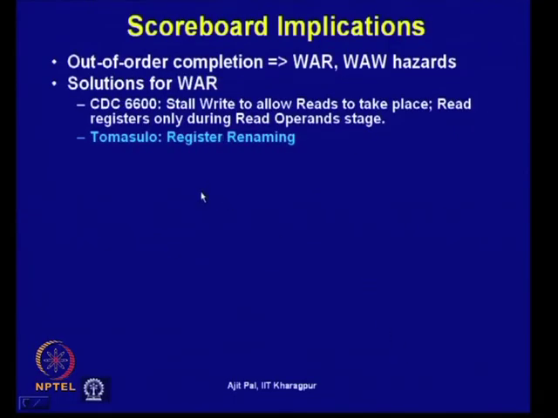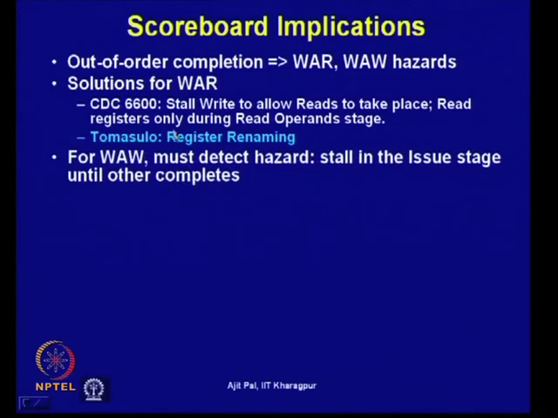So, out of order completion, which may lead to WAR and WAW types of hazards, is overcome in CDC 6600 by stalling. Stall write to allow read operations to take place; read registers only during the read operands stage, that means only after read operands are complete, then the write is done.